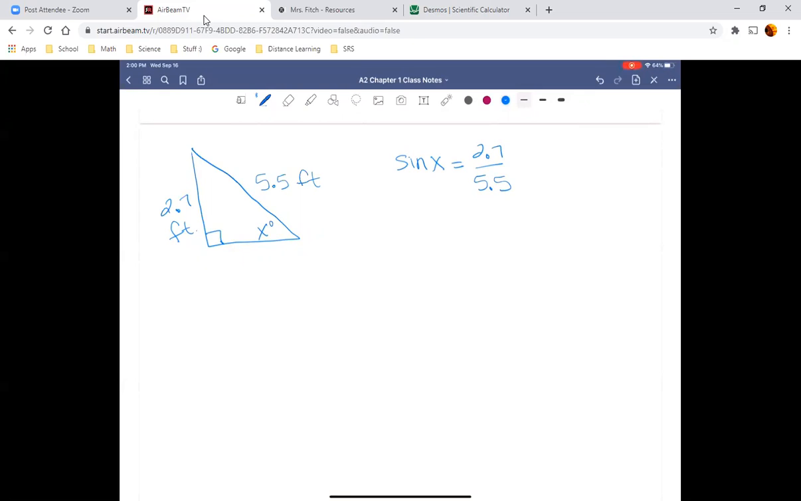So technically we need to get our x all by itself. But the problem is that x is with that sine, and that's one number. So we got to figure out how to get rid of the sine so that we only have the x. So this is when it comes to the inverse. Anytime you have a number and you multiply it by its inverse, they cancel each other out. So technically, you're doing the sine inverse of sine x equals the sine inverse of 2.7 over 5.5.